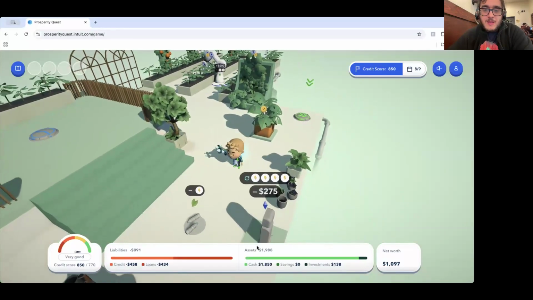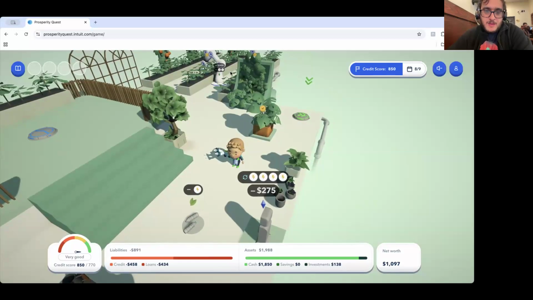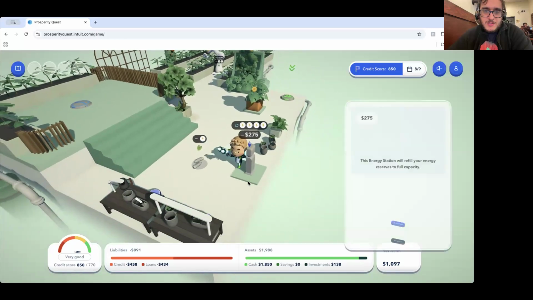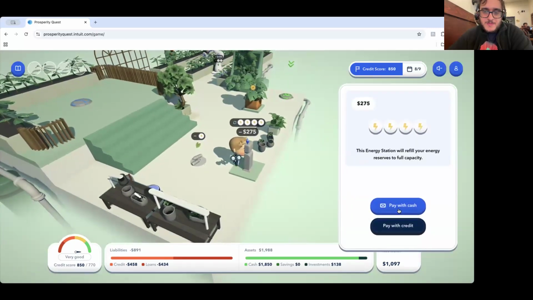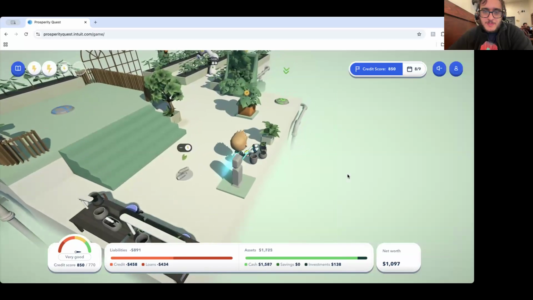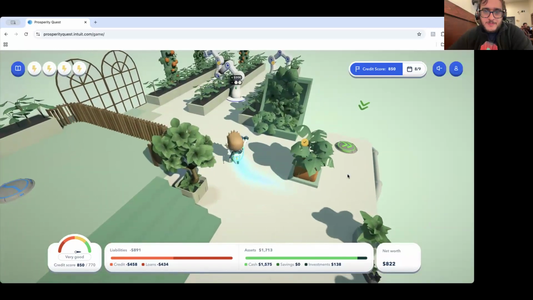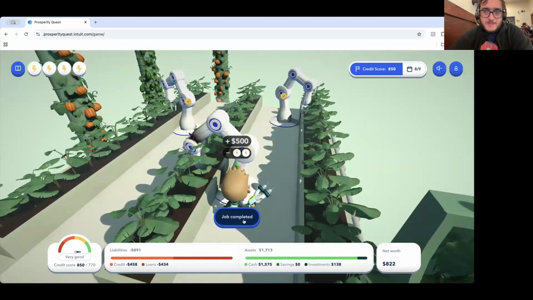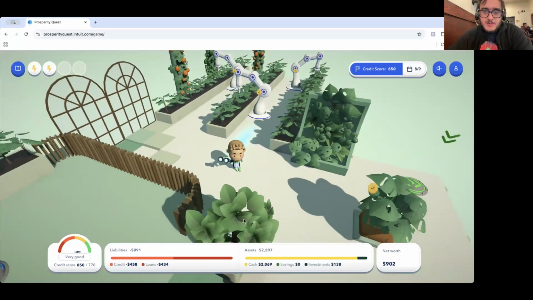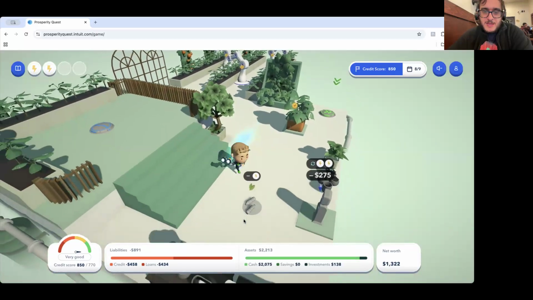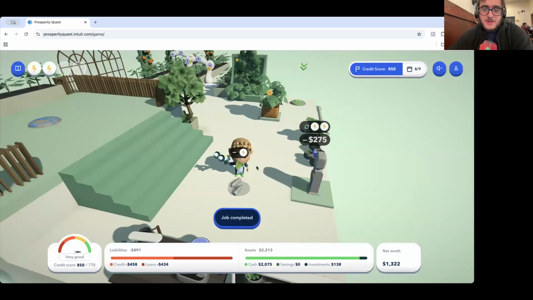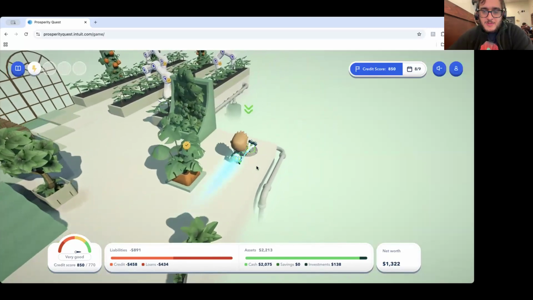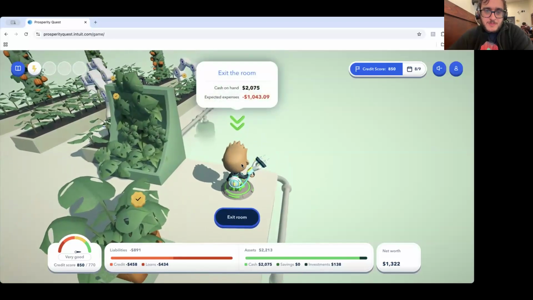We like it. Now I can do it again, 275, and I can try to get $500 more. Don't see why not. We can try to do that. Let's pay with cash. Complete job. Now we have 2,200. And let's add a measure. Let's do the financial wellness goodwill job. And now we're good. Let's go exit room.